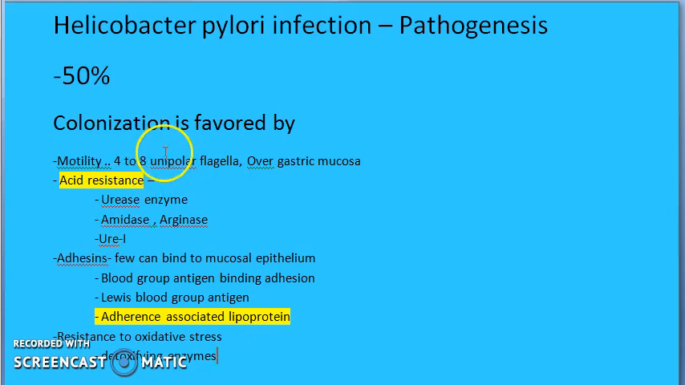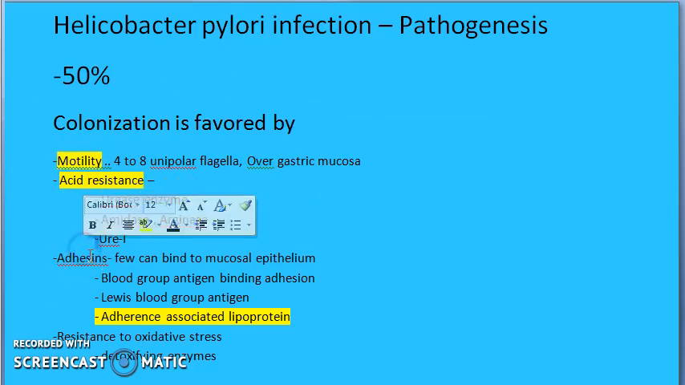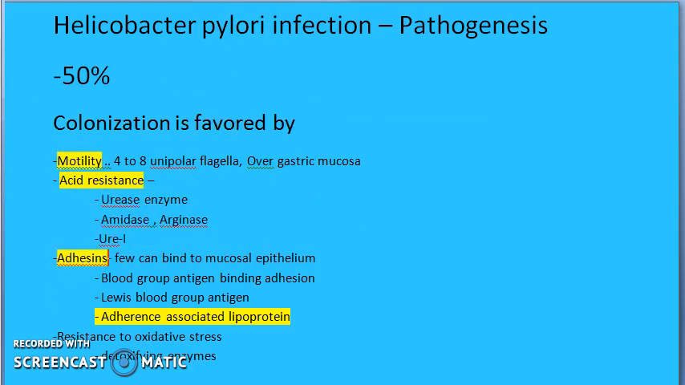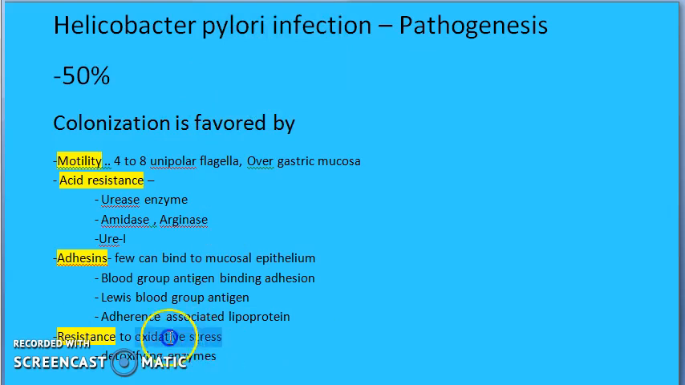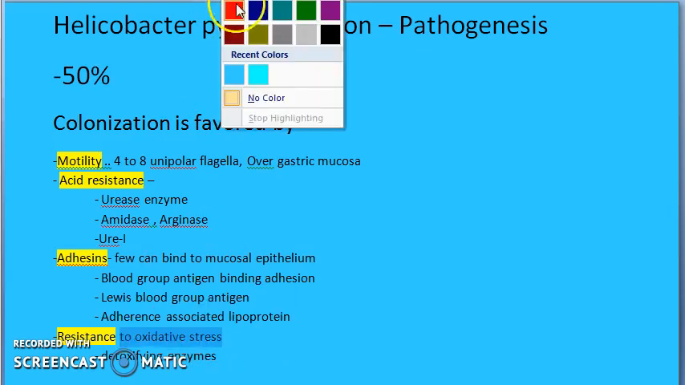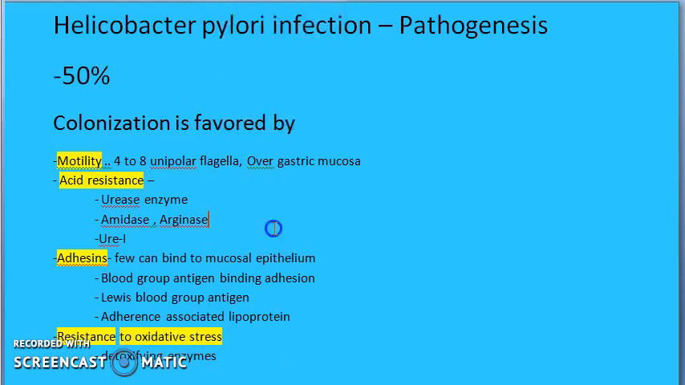Well, let us see what all favors the colonization of H. pylori. Number 1, motility. Acid resistance. It's motile. It is resistant to the gastric acid, and it has adhesion which will help it bind to the mucosal epithelium, and also resistance to the oxidative stress, right? So these are the 4 points which help it colonize. Let's continue in the next video.